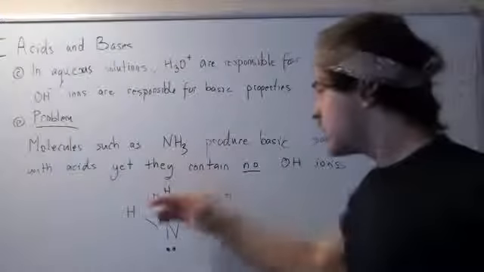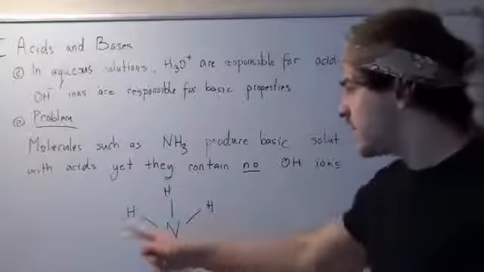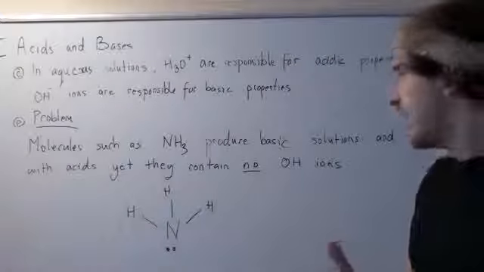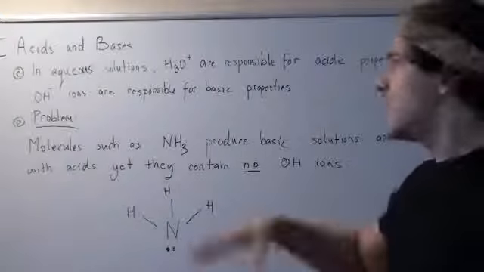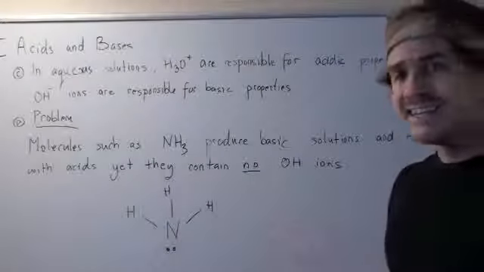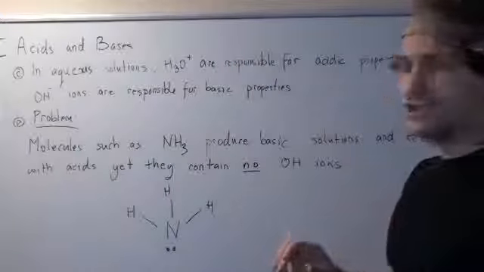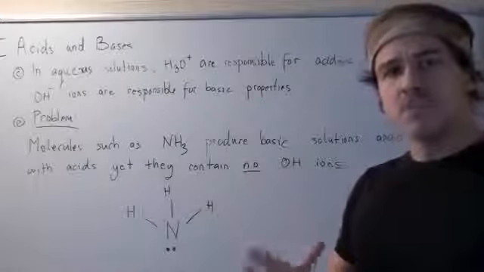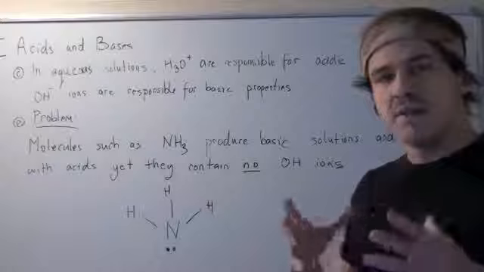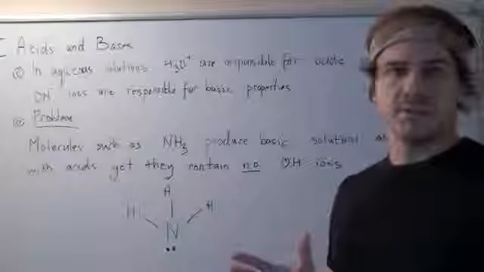So if we look at the structure of NH3, ammonia, we see that it contains 3 H's, 1 N, and a pair of electrons. Clearly, it has no OH ion, so according to our Arrhenius acid-base definition, this cannot be a base. Yet, it has basic properties. So, this definition isn't that good. So they came up with a better definition, a definition that includes many more bases and many more acids. And this concept is called the Bronsted-Lowry acid-base concept.